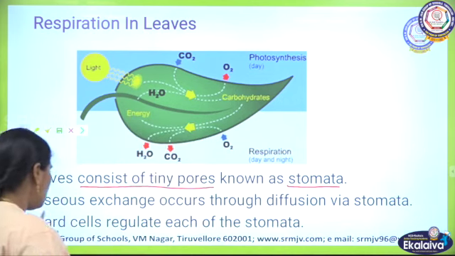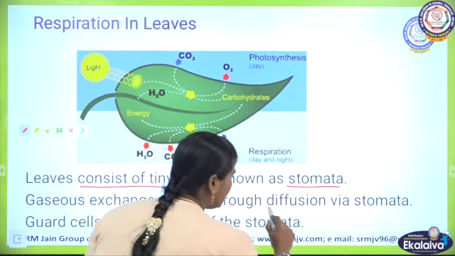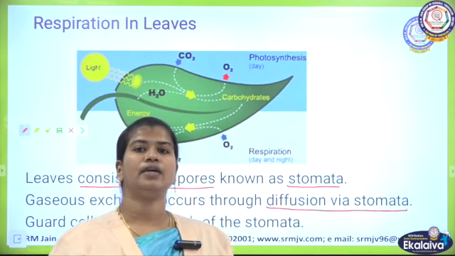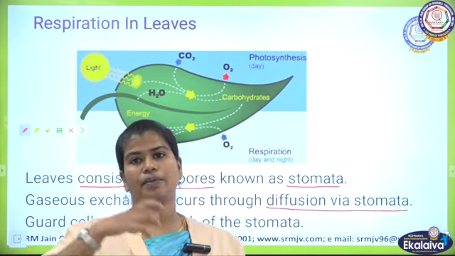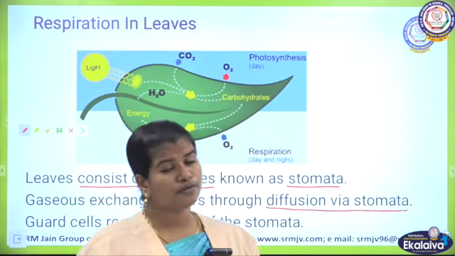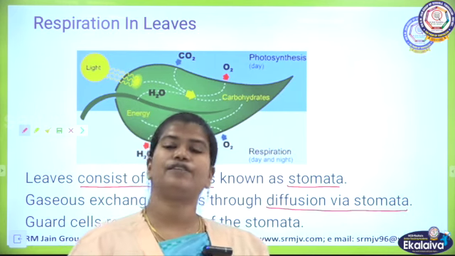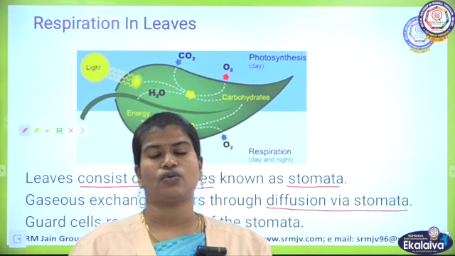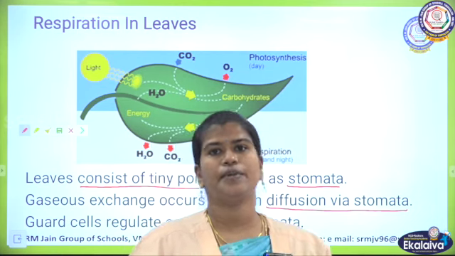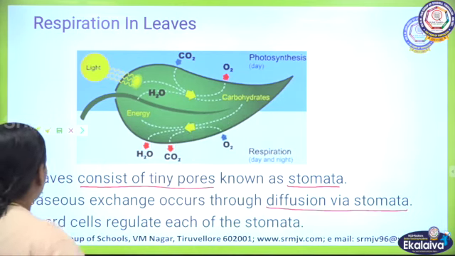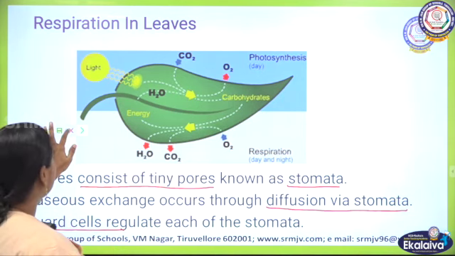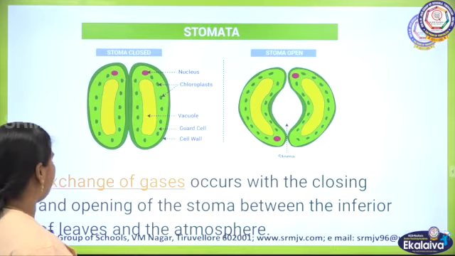So, gaseous exchange occurs through diffusion through the stomata. I have told you about diffusion already: oxygen will enter and carbon dioxide will be released. During photosynthesis, carbon dioxide will diffuse in and oxygen will diffuse out. During respiration, oxygen will diffuse in and carbon dioxide will diffuse out. And you know how the guard cells regulate the stomata. We will see how the guard cells regulate it.